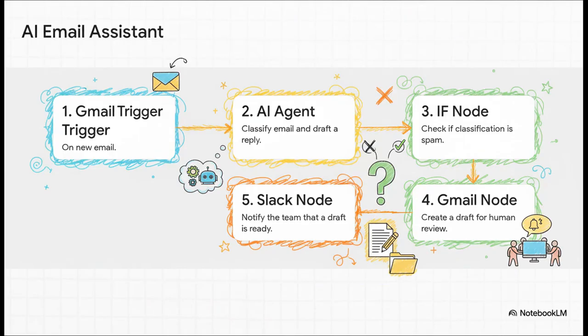But it's not just about chatbots. Check this out, an AI email assistant. A new email comes into Gmail. The AI agent instantly classifies it. Is it a sales lead, a support ticket, or just spam? And then drafts a reply. An if node checks if it's spam. If it's not, a Gmail node saves that reply as a draft for a human to quickly review, and a Slack node pings the team to let them know. That's automation that actually helps your team, not just replaces them.